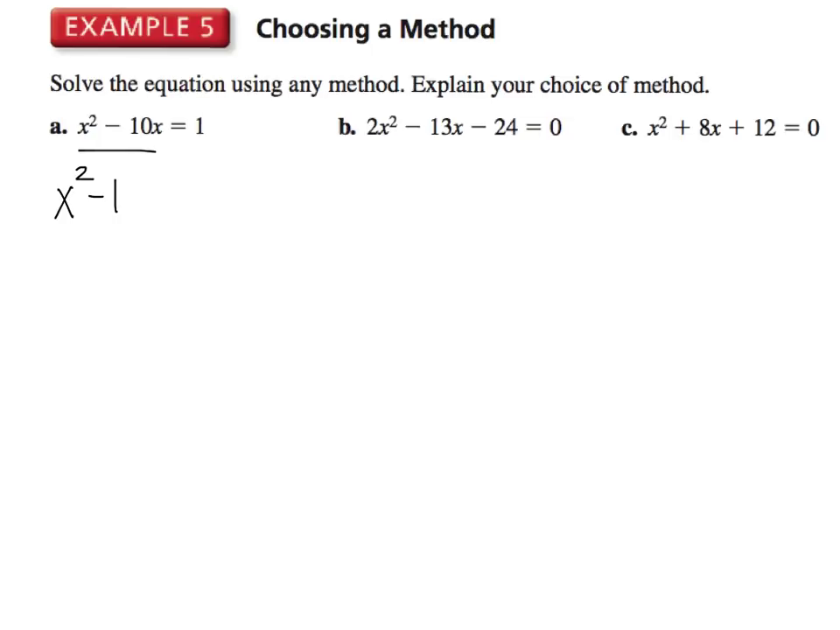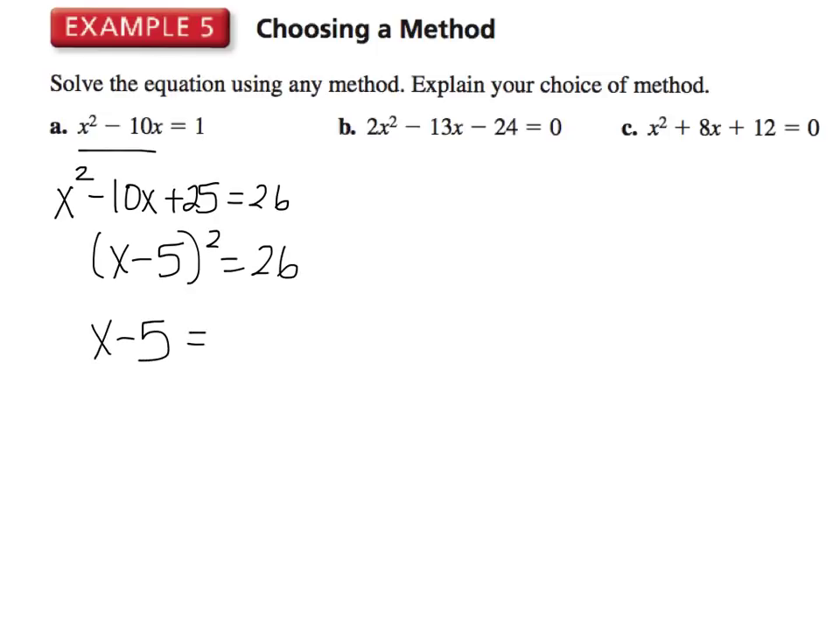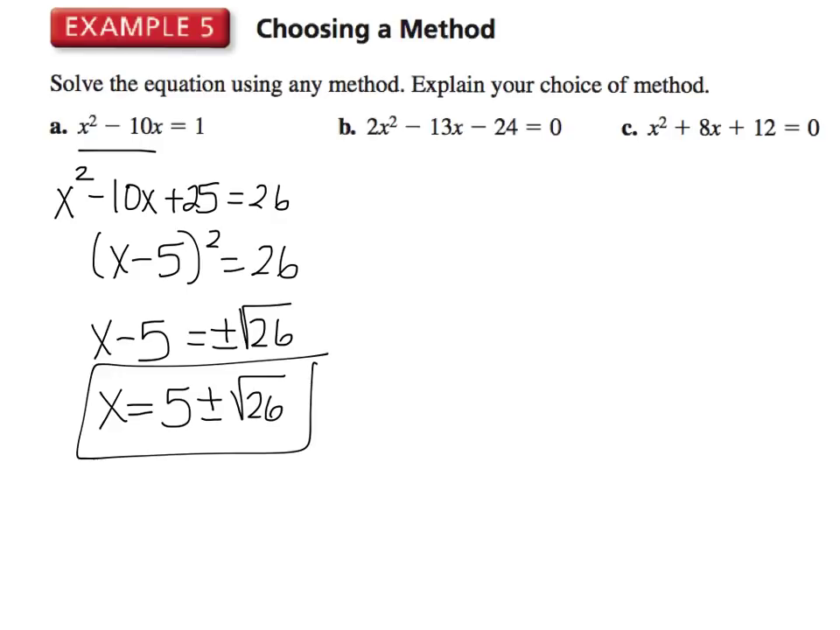x squared minus 10x, half of negative 10 squared is plus 25. I have to add 25 on the right side, which will give me 26. I then get x minus 5 squared equals 26. I take the square root, which is x minus 5 equals plus or minus the square root of 26. I add 5, and that gives me 5 plus or minus the square root of 26. There's my answer. You wouldn't have been able to factor it.